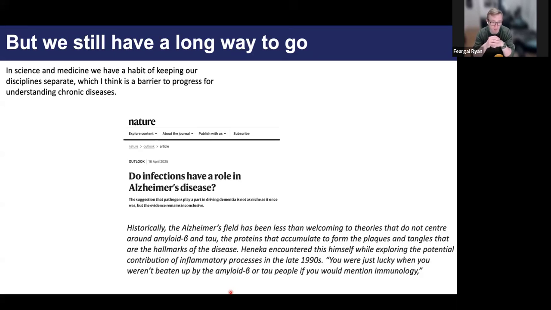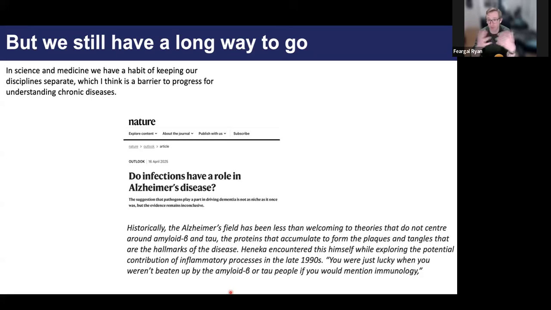This section from this outlook I found interesting. Historically, the Alzheimer's field has been less than welcoming to theories that do not center around amyloid beta and tau, the proteins that accumulate to form plaques and tangles that are the hallmarks of the disease. Henneke, who's the scientist being profiled in this piece, encountered this himself while exploring the potential contribution of inflammatory processes in the late 1990s. And to quote him, you were just lucky when you weren't beaten up by the amyloid beta or tau people if you would mention immunology.